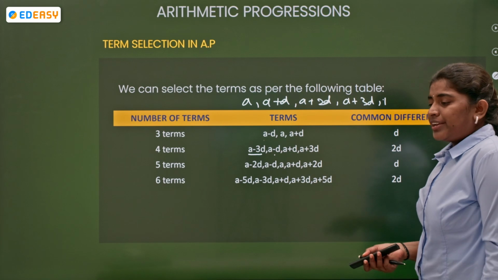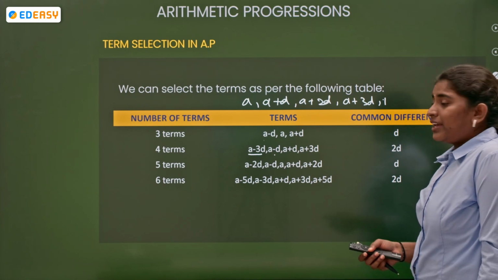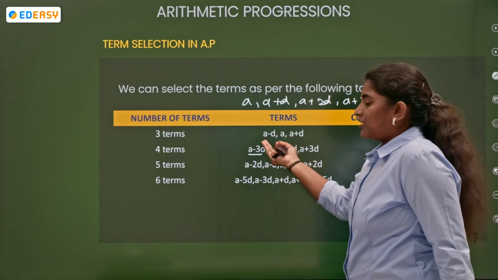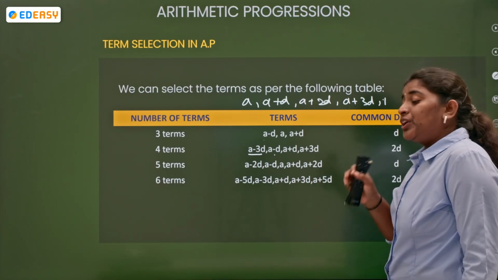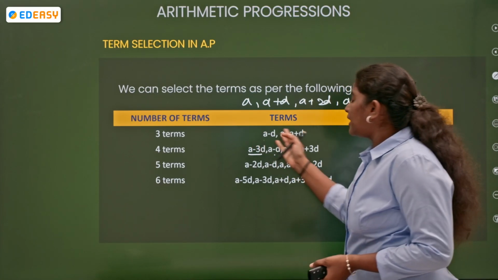Why can't we take a plus 2d and a minus 2d? Okay, I understood. You can take them if you need the next terms.